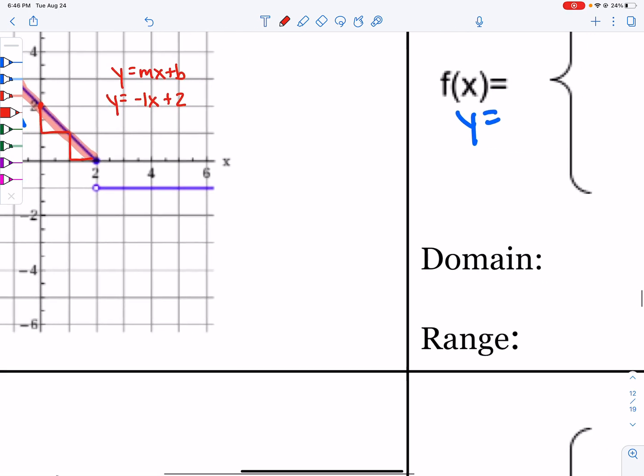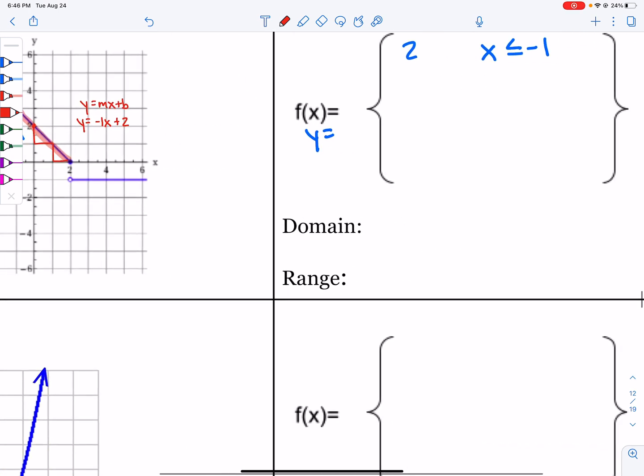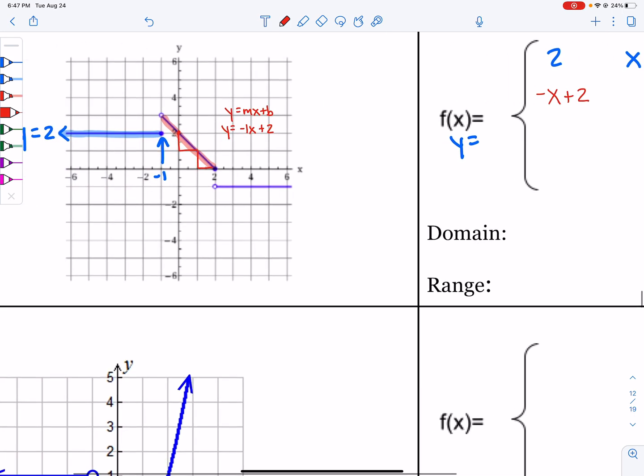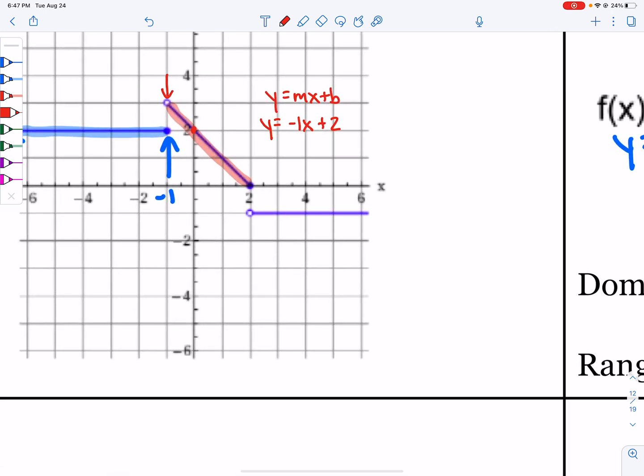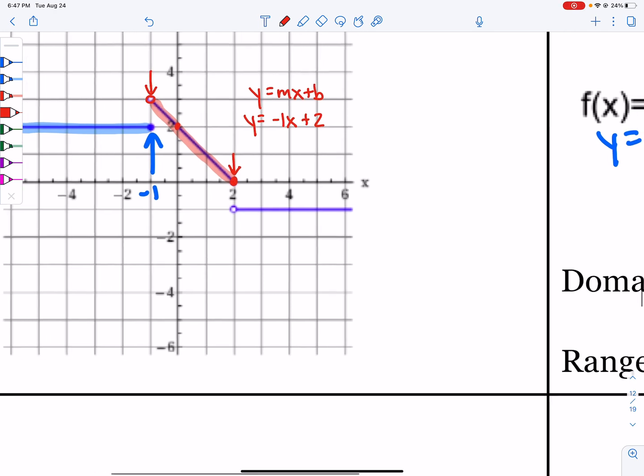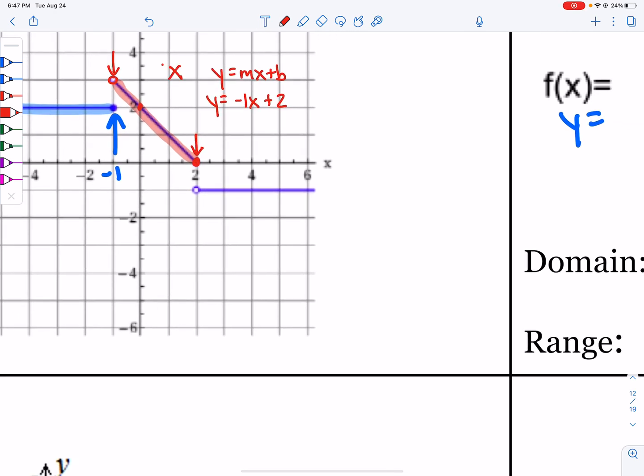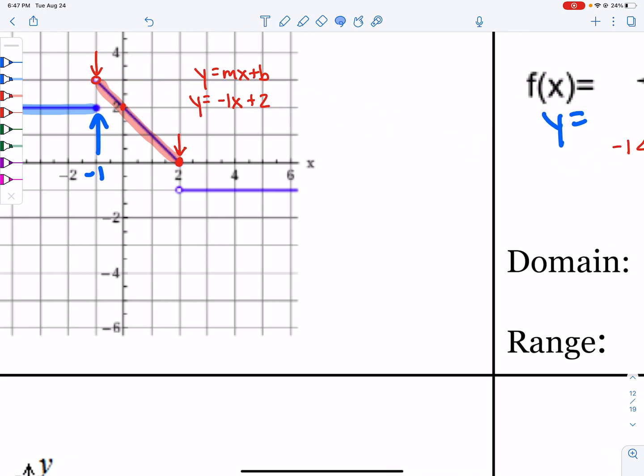So negative x plus 2 would be our second piece of our function. Then check out the domain of just that piece of the function. It's going from where x is not equal, it's open. X would be located at negative 1. And then it goes over to 2 where it is equal because that's a solid dot. So we need to write x is greater than negative 1, less than or equal to 2, because that is what part of the domain this takes up.